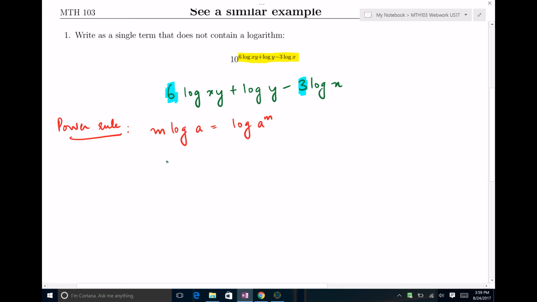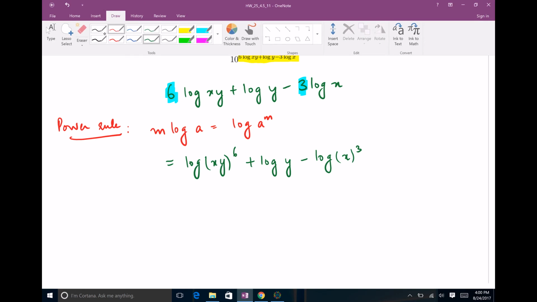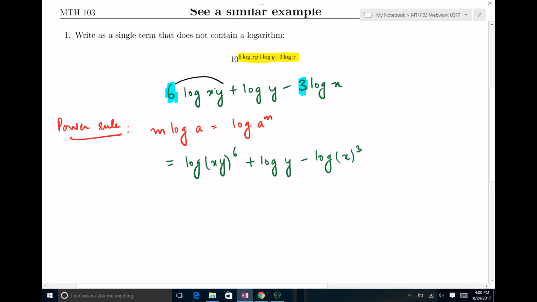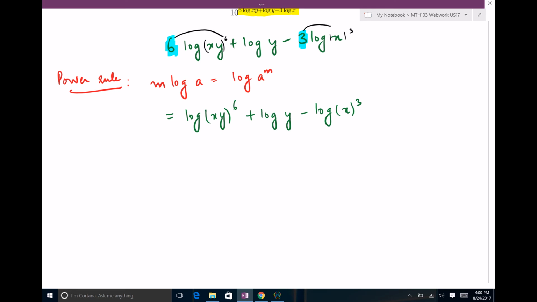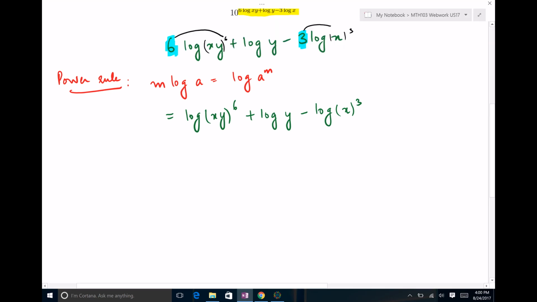And so this expression becomes log of x times y to the power 6 plus log of y minus, now the 3 again goes to the exponent, so that's going to be log of x to the power 3. So all you need to do is take each of these powers. This power 6 just goes up here, and this number 3 just goes up here. Okay, now once we're done with that, we may look at the positive and negative signs in between and use the product rule and the quotient rule.